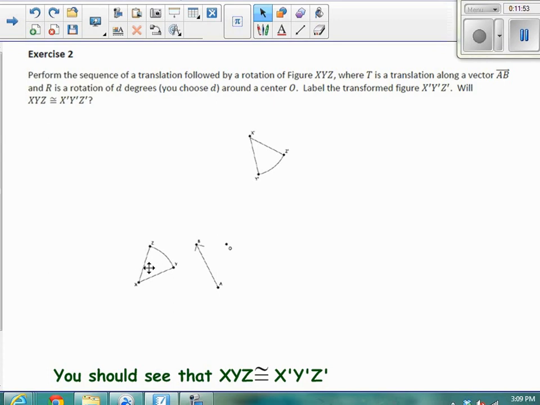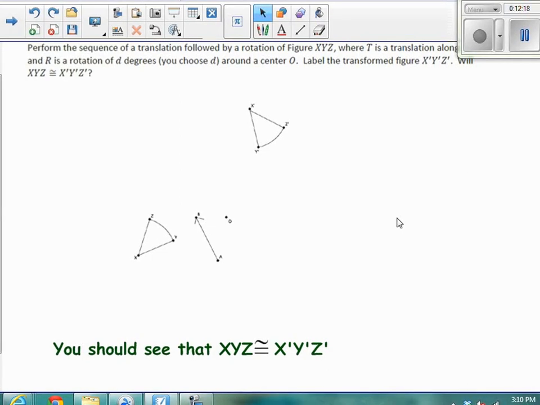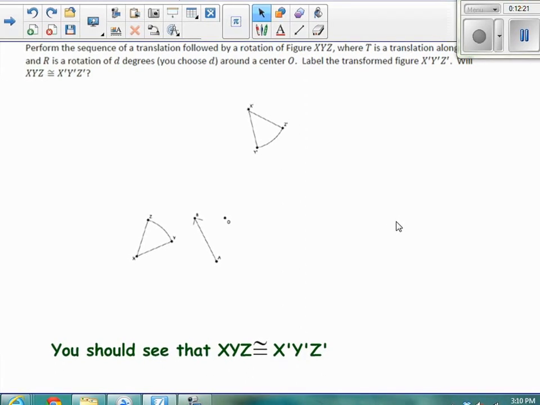And then the question is, will XYZ be congruent to X prime, Y prime, and Z prime? Well, you should see that they are congruent. You took the same figure, and you just translated it and rotated it. Nothing else changed. So they are congruent. So you should now definitely be convinced that a sequence of basic rigid motions maintains the same properties as individual basic rigid motions.